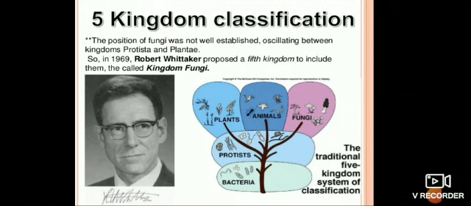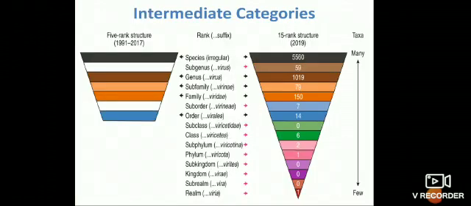So, the 5 kingdom classification includes the 5 kingdoms, that is plants, animals, fungi, protists and bacteria. Kingdom Plantae includes all the plants. Kingdom Animalia includes all the animals. Kingdom Fungi includes all the fungi. Kingdom Protista includes all the protozoans, whereas Kingdom Bacteria includes all the prokaryotes.